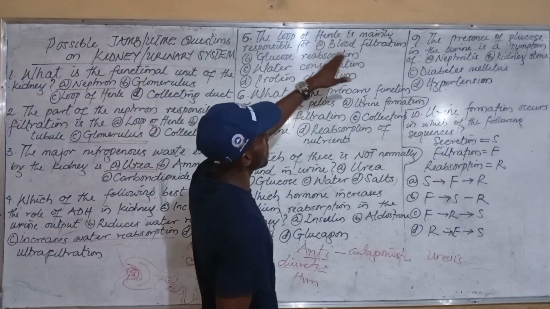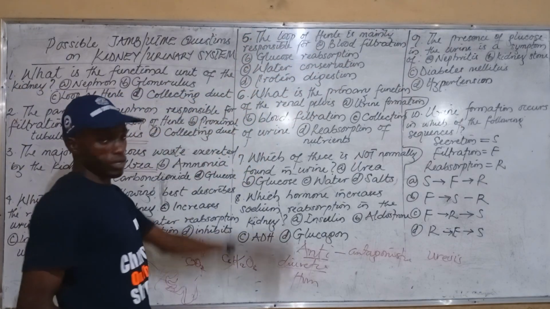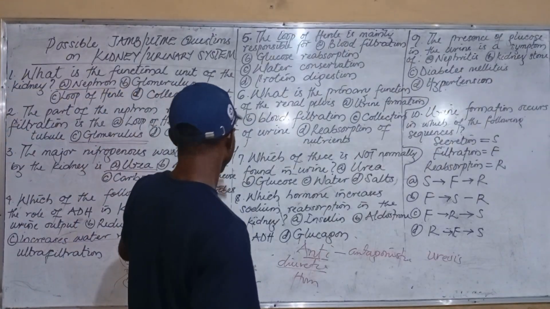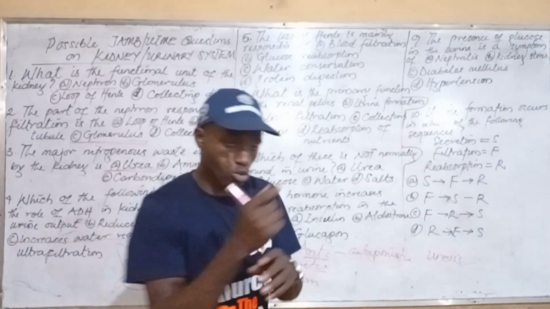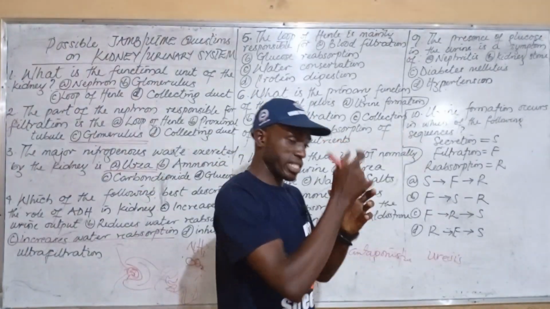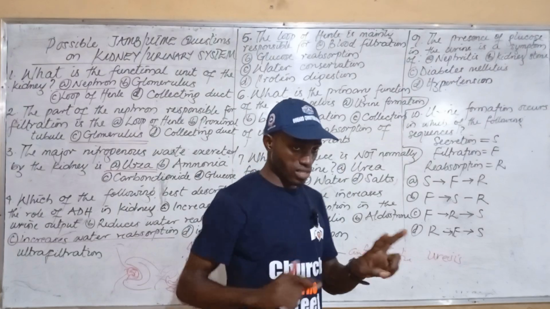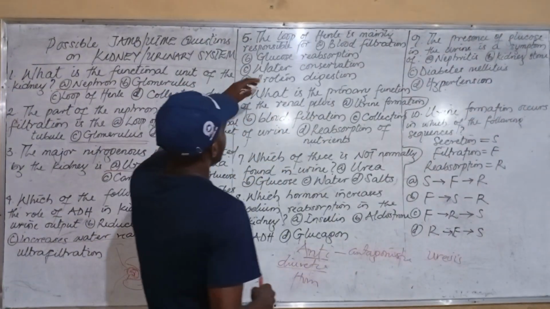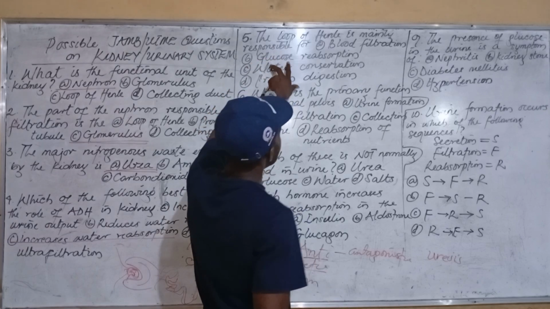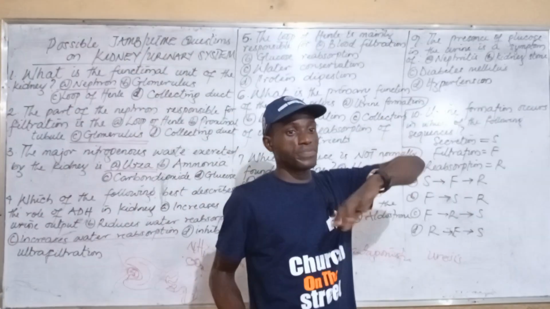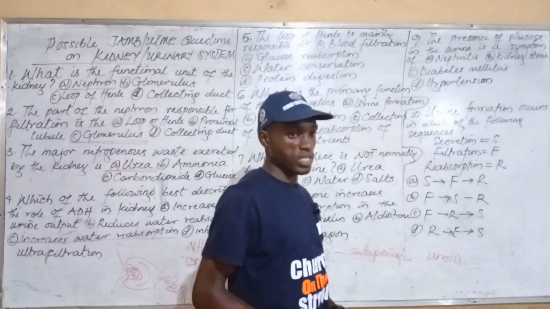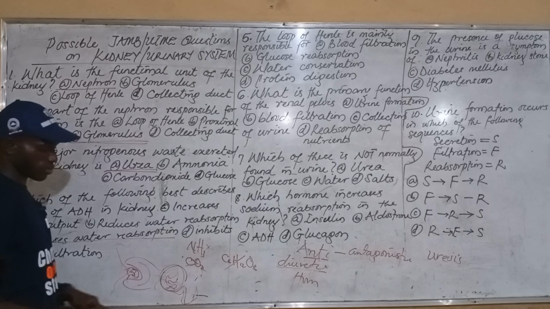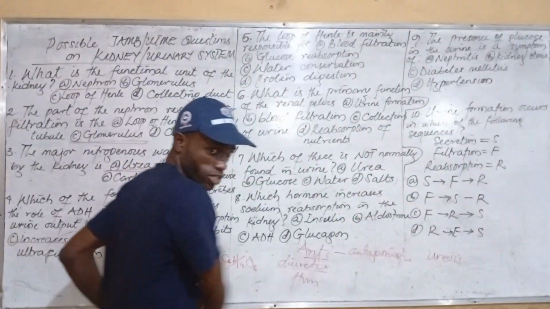Number 5 says the loop of Henle is mainly responsible for what? What is the loop of Henle responsible for? Because it's part of the tubule, it's one of the major parts of the tubule, and in the tubule there are two things that happen: secretion and reabsorption. You see, we could have picked glucose reabsorption, but that's not where glucose reabsorption takes place. This is the loop of Henle here. Glucose reabsorption takes place in the proximal convoluted tubule, the first section of the tubule.